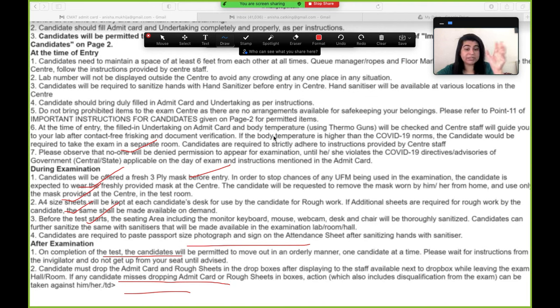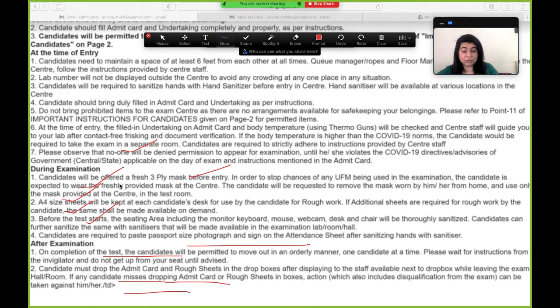After your body temperature is checked by the center staff, you will be let inside. No one will be denied permission to appear for the examination unless you are violating any of the COVID-19 guidelines. Okay. During the examination, you will be offered a 3-ply mask before entry to stop chances of any UFM being used in the examination. Okay, so make sure they will give you those masks. You have to remove the mask which you are wearing, and you'll be given this 3-ply mask which needs to be taken care of.